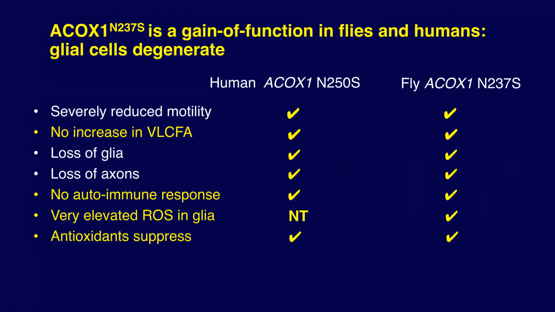So in essence, if we come back and look at the gain of function and the loss of function, there's a clear difference, but in both cases, in human and in flies, they're very similar phenotypes. Severe reduced motility, there's no increase in very long chain fatty acids, there's loss of glia, loss of axons, no autoimmune response, and antioxidants suppress the phenotype in flies as well as in humans.